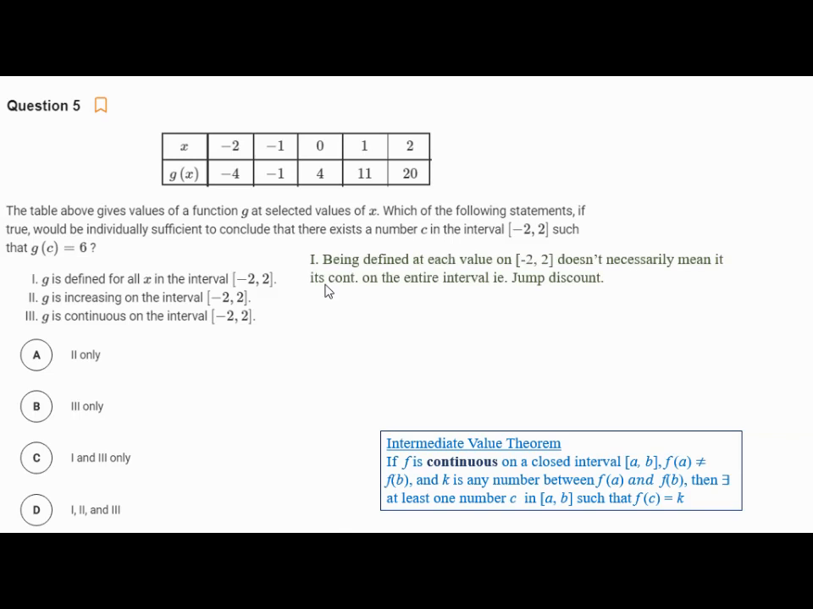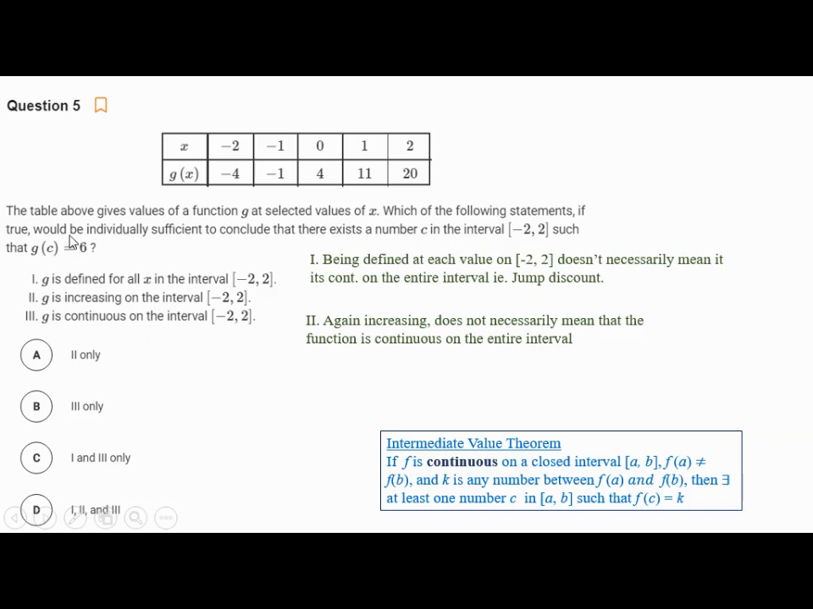But that doesn't necessarily mean it is continuous on the entire interval. It could have a jump discontinuity and it still satisfy that every x on that interval has a y value. So g, it's saying that it's increasing. So again, that doesn't necessarily mean that the function is continuous on the entire interval.